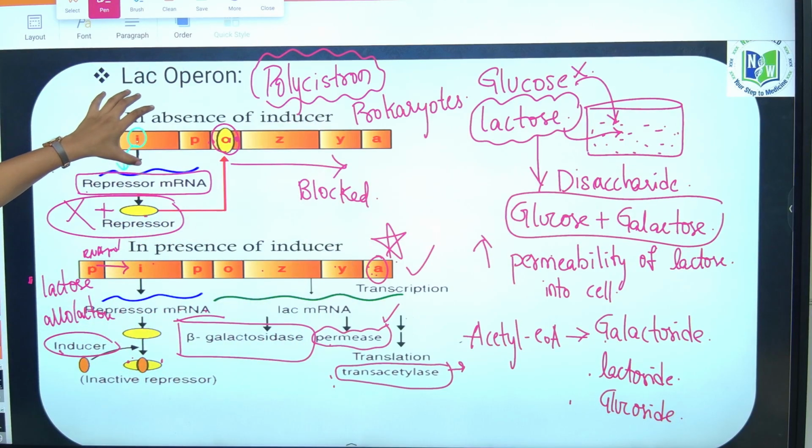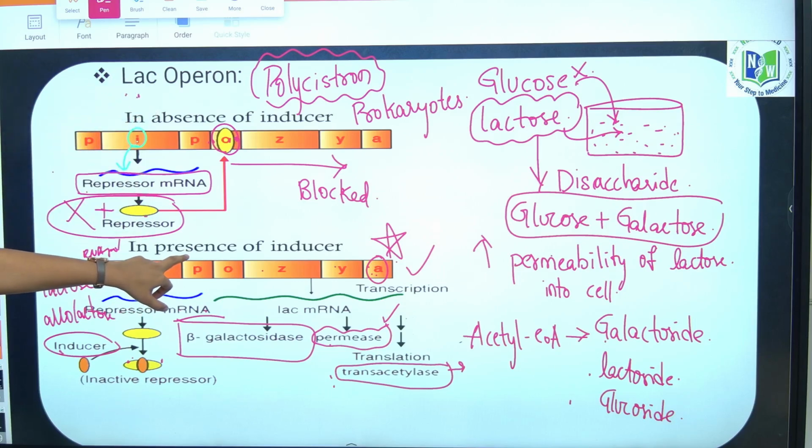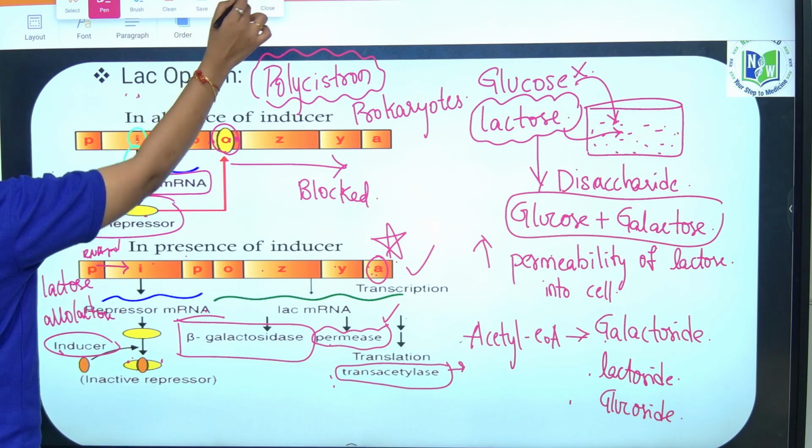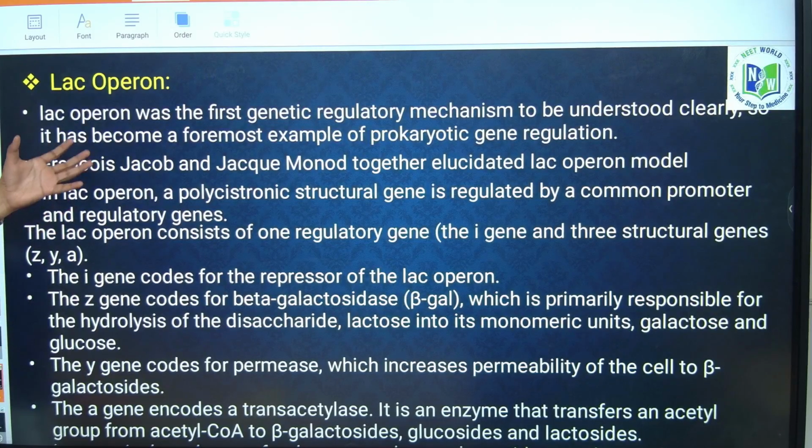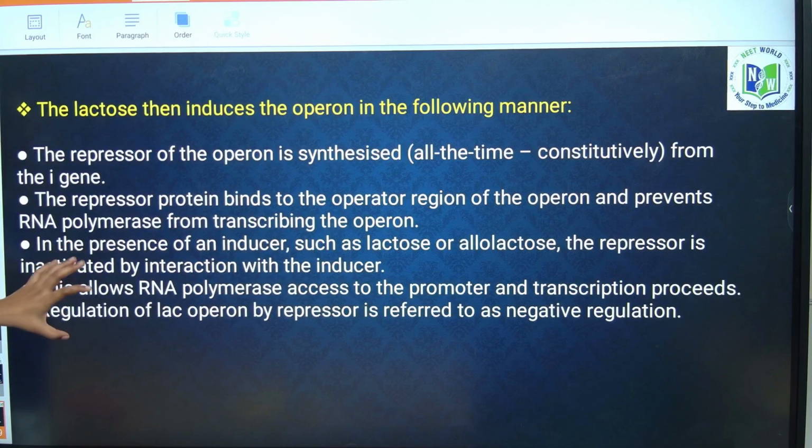What happens in the absence of inducer? In the absence of inducer, this is negative gene regulation. In the presence of inducer, it is positive gene regulation. If you want to have a look at it, you can also go through the concept. Whatever we have just discussed is elucidated here. You can go through it, or take a screenshot of it. And lastly, how the Lac Operon is working.